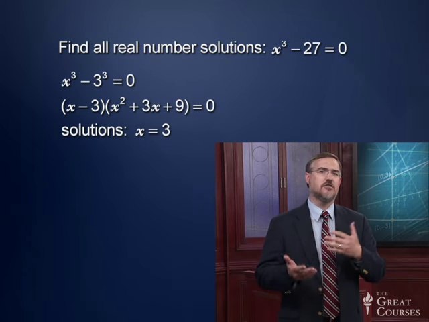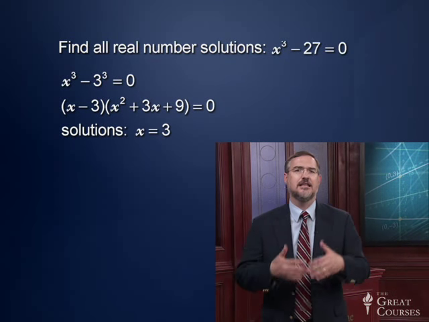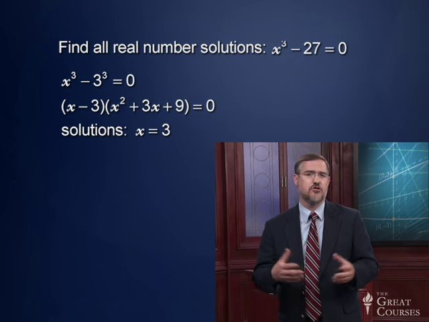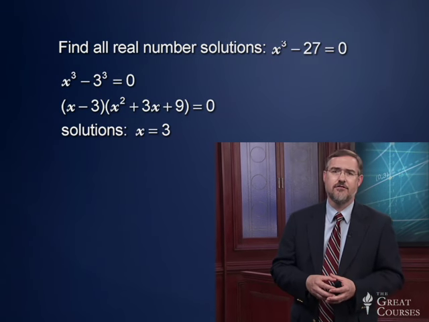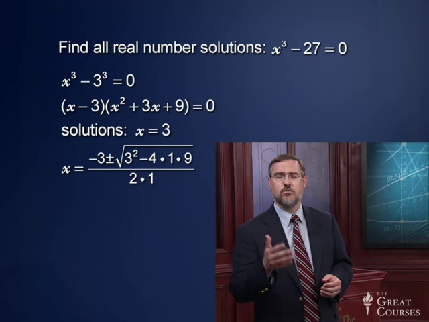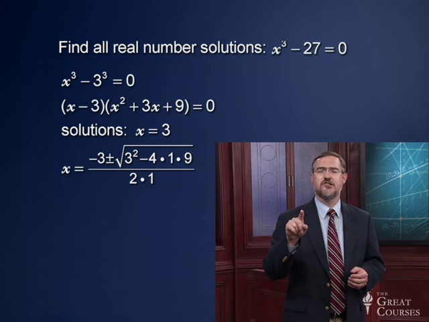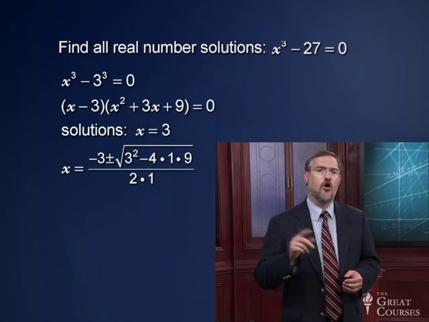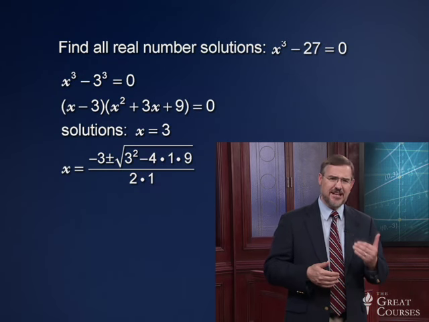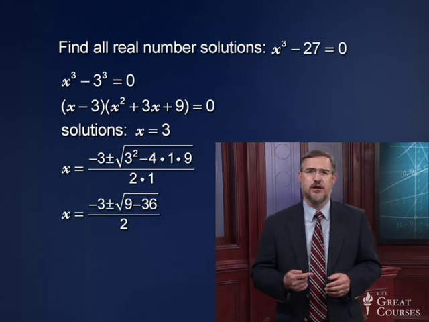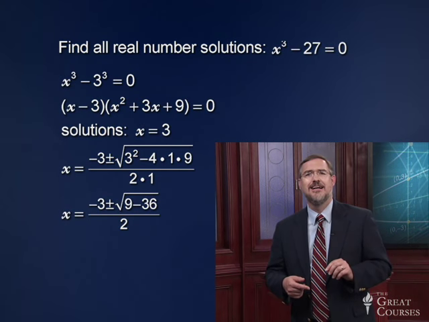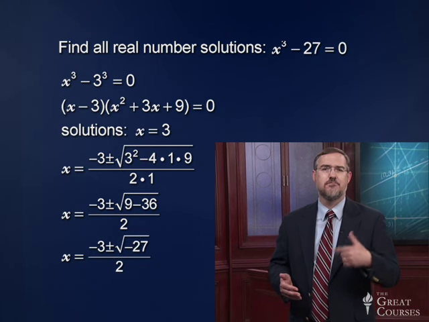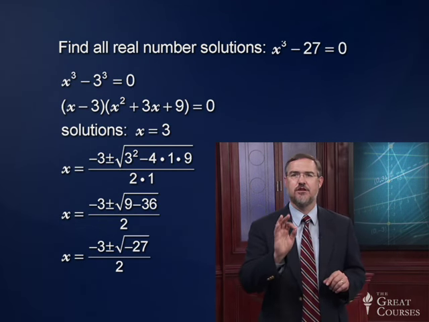What happens when you try to, say, apply the quadratic formula and get some solutions? Well, in the case of studying x squared plus 3x plus 9 equals 0 using the quadratic formula, you're going to have the following solutions. You're going to have x equals negative 3 plus or minus the square root of 3 squared minus 4 times 1 times 9, all divided by 2 times 1. And that's the same as x equals negative 3 plus or minus the square root of 9 minus 36, all divided by 2, which is the same as x equals negative 3 plus or minus the square root of negative 27, all divided by 2.